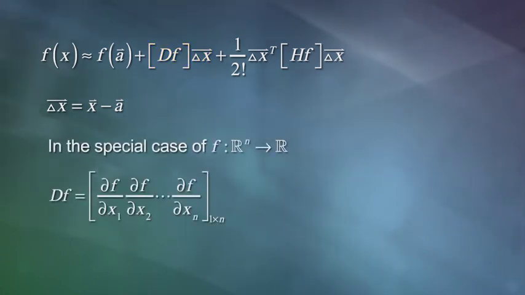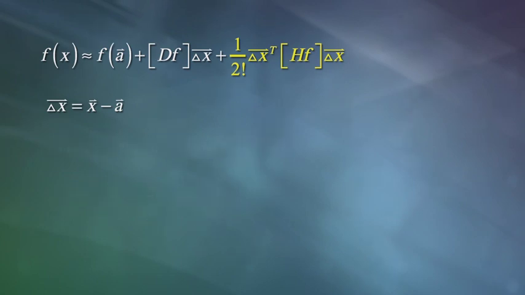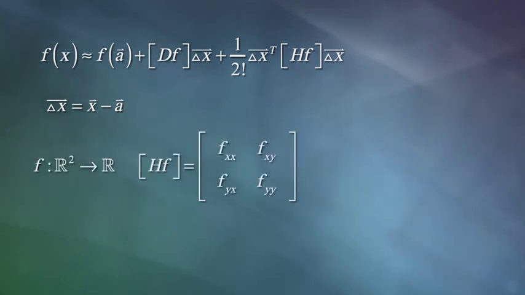Notice for a function from Rn to R, the derivative matrix is a vector of partial derivatives. The last term is 1 over 2 factorial times delta x transpose times the matrix Hf times delta x. This is the quadratic term. The matrix Hf is called the Hessian, and it's a square matrix whose entries are all the second partial derivatives. So for functions depending on two variables x and y, the Hessian would look like this.